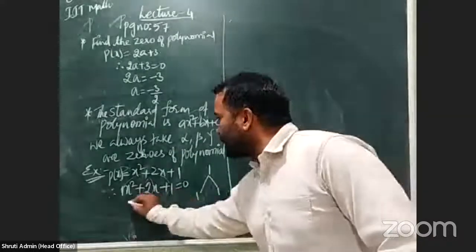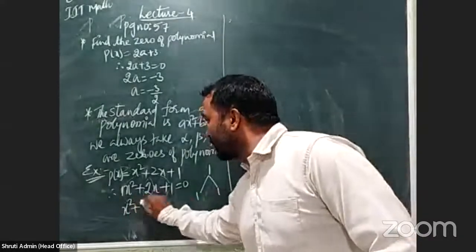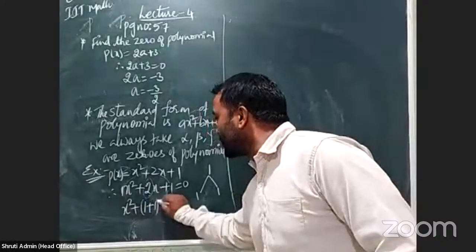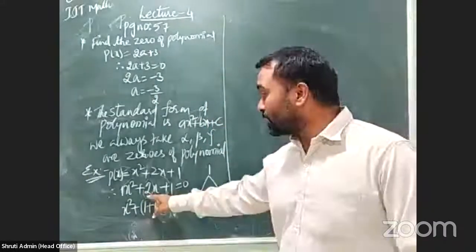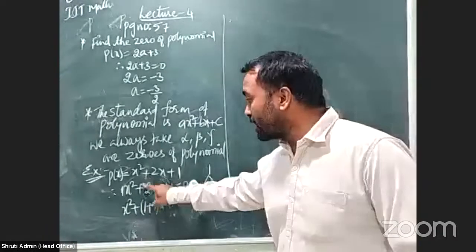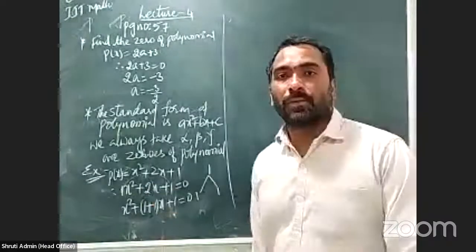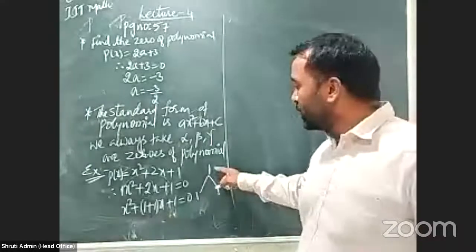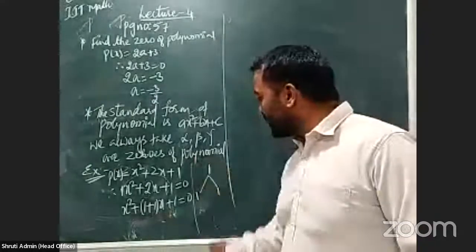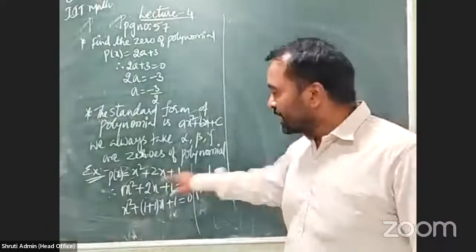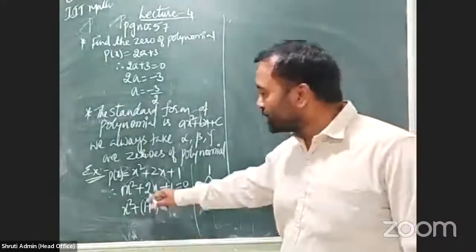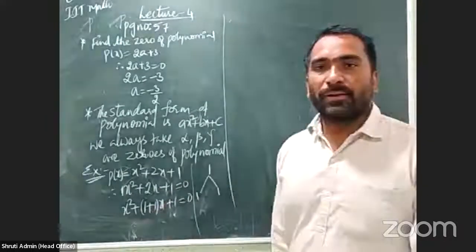So I just write, in place of 2x, (1 plus 1) into x, plus 1 equal to 0. Observe here: in place of this 2, I am writing the factors which I have taken before. For 1, the factors taken are 1 into 1. So by adding, it is equal to the middle number. So in place of this middle number 2, I have taken 1 plus 1.